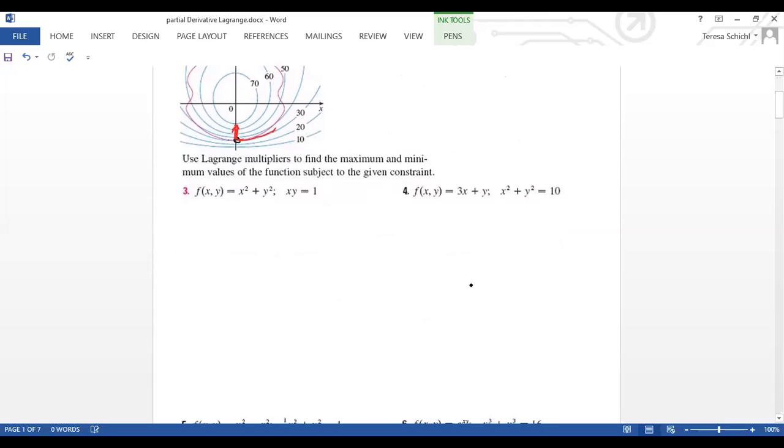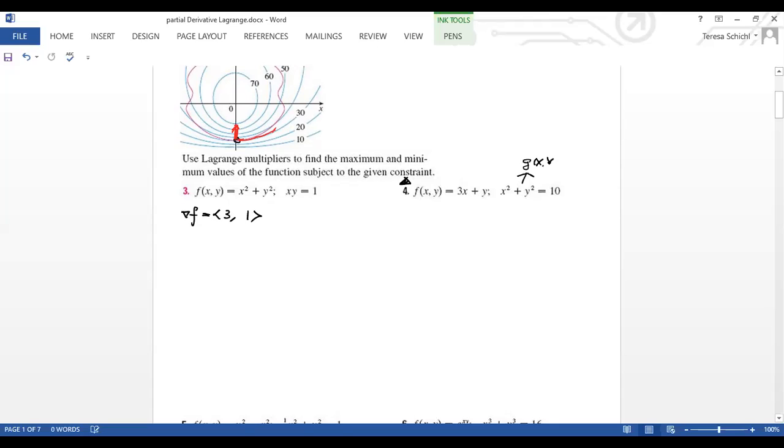Okay, now let's take a look at problem number 2. I'm going to work on problem number 4 here: f(x,y) equals 3x plus y, with the constraint x squared plus y squared equals 10. I'm going to start out here because I need more space. So del f here will be f_x, which is 3, and f_y, which is 1.